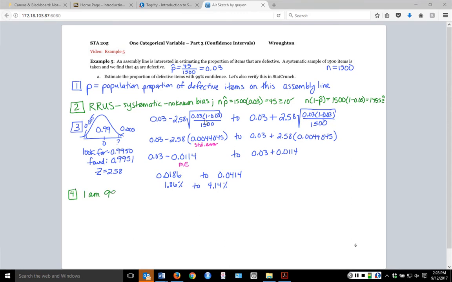And then last, we just interpret that interval. So we are going to say that we are 99% confident that between 1.86% and 4.14% of items on this assembly line are defective.